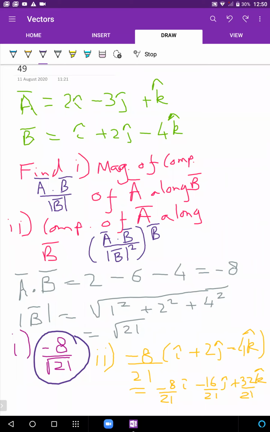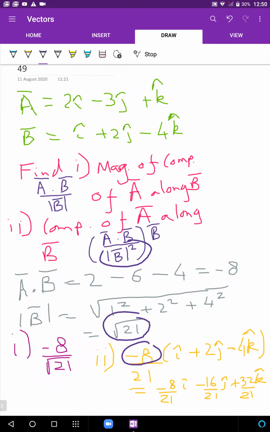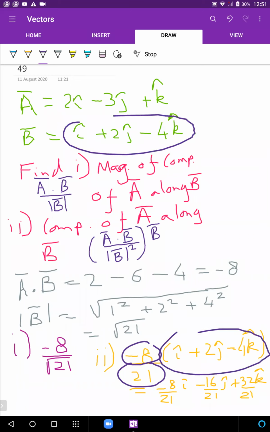Yeah, sorry. When you do that, what you'll get is the dot product by magnitude of b square into b bar. So dot product मतलब -8, magnitude of b का square मतलब √21 का square मतलब 21. This into b cap, b bar. And what is b bar? Just copy paste that vector, that's it. I cap plus 2j cap minus 4k cap.